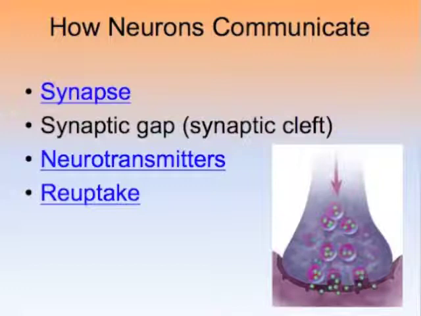Now, neurons communicate with each other through the synapse. This is the meeting point between neurons. When an action potential reaches the knob-like terminals at the axon's end, it triggers the release of a neurotransmitter. These are like chemical messengers. And within 1/10,000th of a second, these neurotransmitters cross what we call the synaptic gap, which is the space between two neurons, and they bind to receptor sites on the receiving neuron.